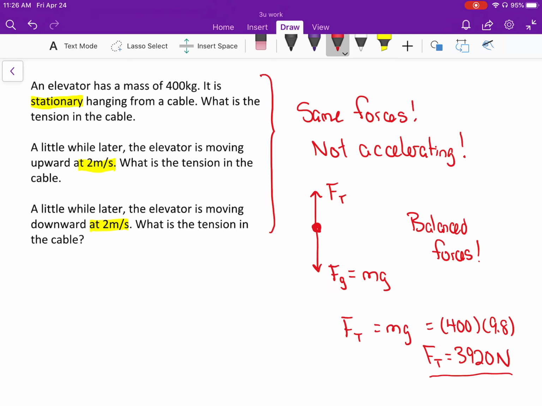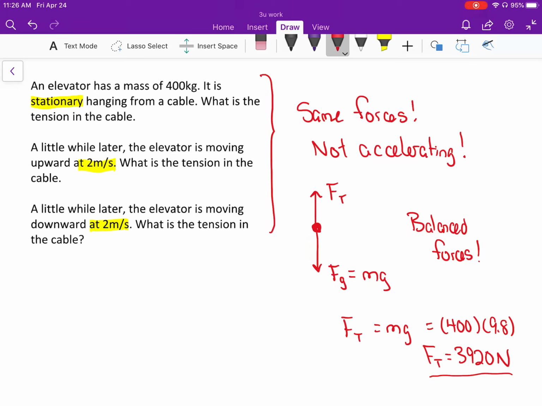Similarly, when it's going downward at a constant speed of 2, if the upward force were bigger, that would mean it's actually accelerating upward, so it would be going down but slowing down. Or if the downward force were bigger, if it's going down at 2 but the downward force is bigger, that would mean it's speeding up. Since nowhere in this question does it say that it's accelerating, it went from stationary to up at a constant speed to down at a constant speed. Since it's never accelerating, those forces always have to be balanced.